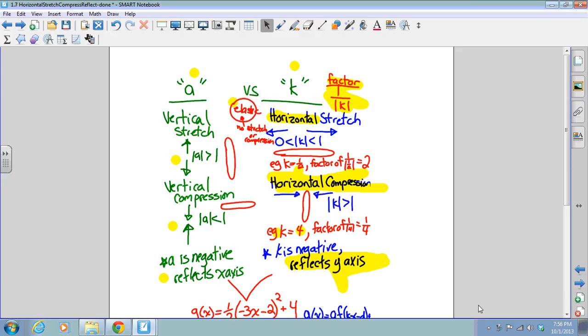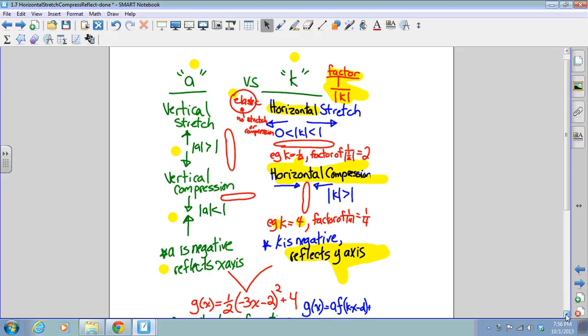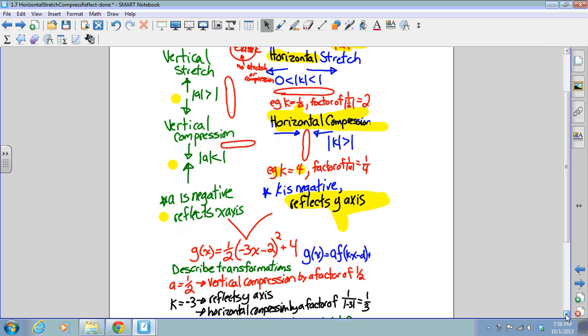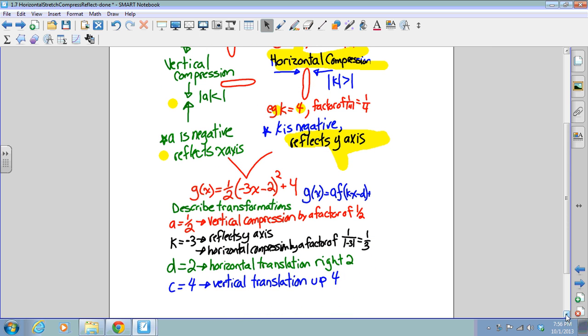Okay? So again, let's just take a look at some examples here at the bottom that we didn't deal with. Take a look at this example right here. I'll highlight it quickly. So if we have this expression, and this is a quadratic one, what can we tell? We can say that A is 1/2. What does that tell us? That it's a vertical compression by a factor of 1/2.